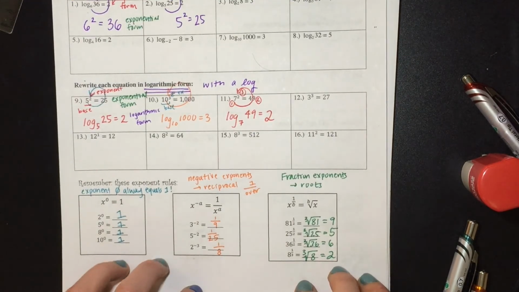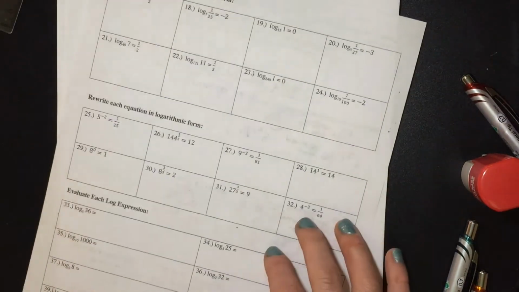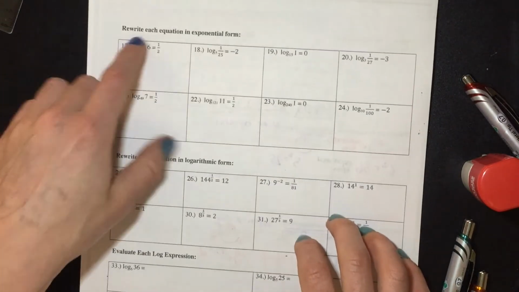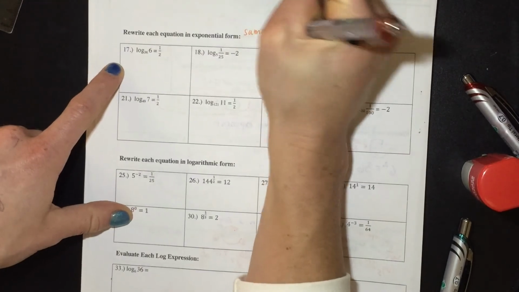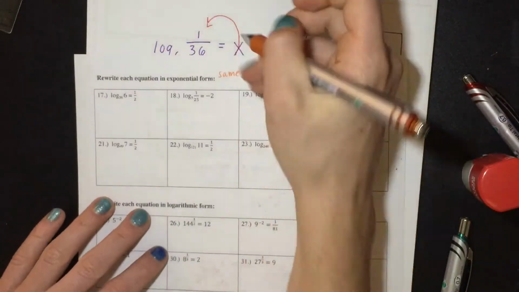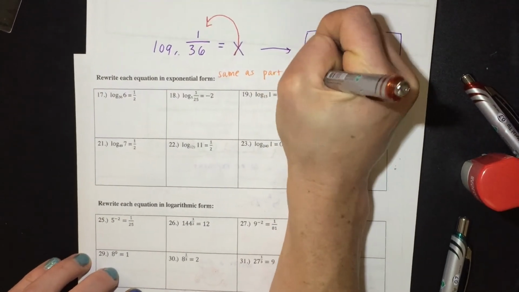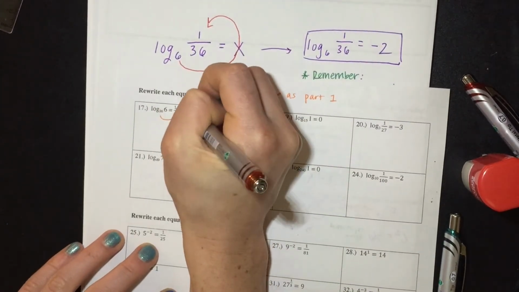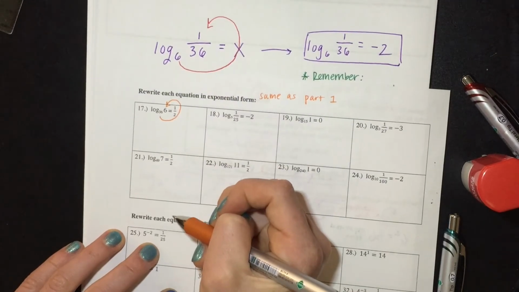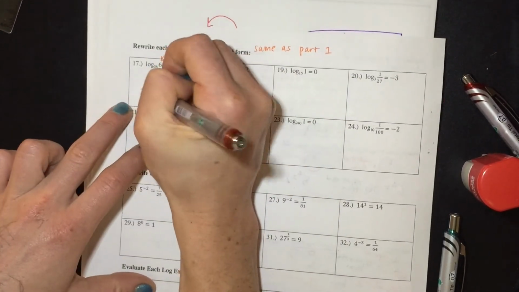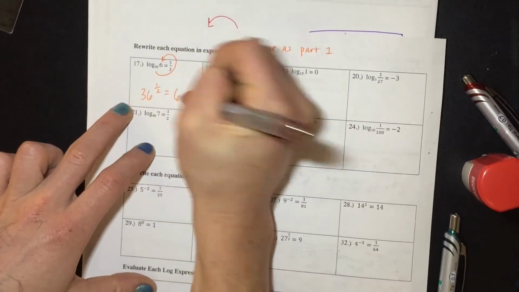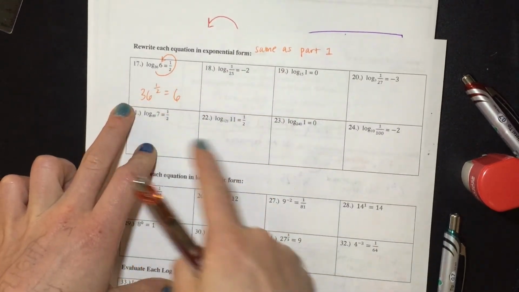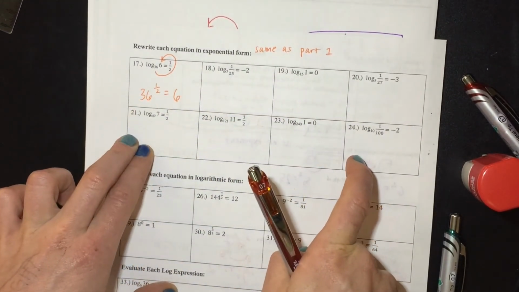Okay. Now onto the back. Oh, this is literally just the same thing. This is same as part 1. So you just draw the arrow like this. 36 to the 1/2 equals 6. These are just using some of the harder rules that we just did.